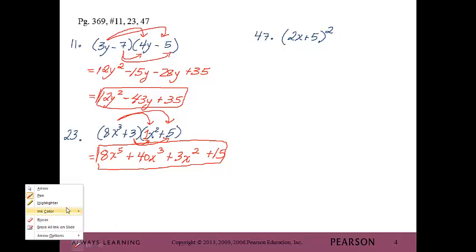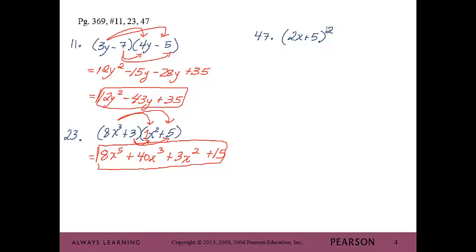I'm going to rewrite this by using the concept of a square. Remember that a square means take whatever is being squared and multiply it by itself twice. So that means 2x plus 5 times 2x plus 5. If that was a third power, I would multiply it by itself 3 times. So I would have another 2x plus 5. So now I see I can use FOIL, or I can use the concepts from 5.2, which said each term of the first polynomial is going to multiply each term of the second.